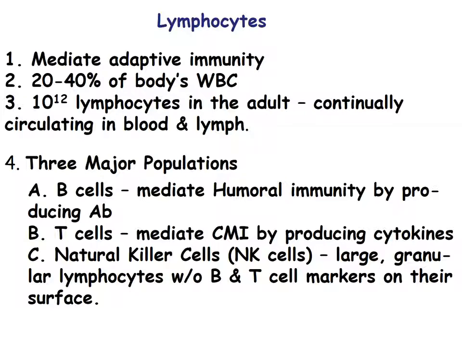And then we have natural killer cells. These are large granular lymphocytes. They don't have B and T cell markers. In other words, they don't have a T cell receptor or B cell receptor. But we'll find out a little bit more. And the natural killer cells are actually not part of the adaptive, it's part of the innate immune system.